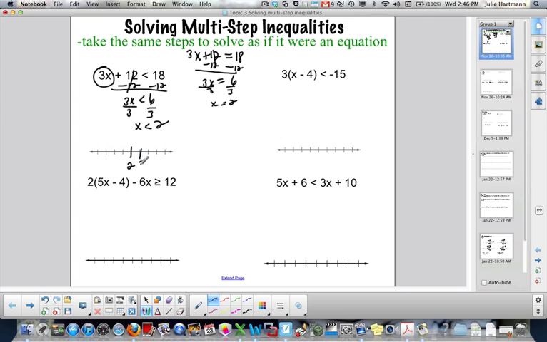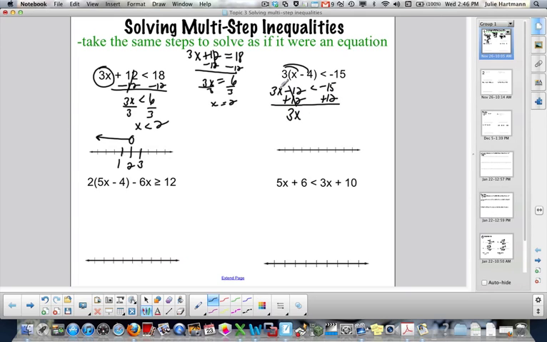When we graph, just throw that in a number line, less than is open circle, and to the left. Okay? The next one, solve, we distribute. So 3x minus 12 is less than negative 15. Add the 12.